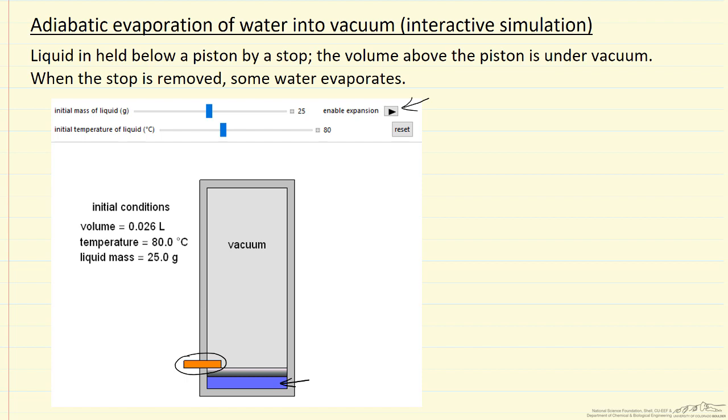The starting temperature and the starting amount of liquid affect the final temperature and the final amount that evaporates. The amount that evaporates has to be the amount required to fill the volume to obtain vapor-liquid equilibrium, so whatever the saturation pressure is at the final temperature. So we're using both the energy balance and saturation pressure as a function of temperature. Let's look at the simulation to observe the behavior.